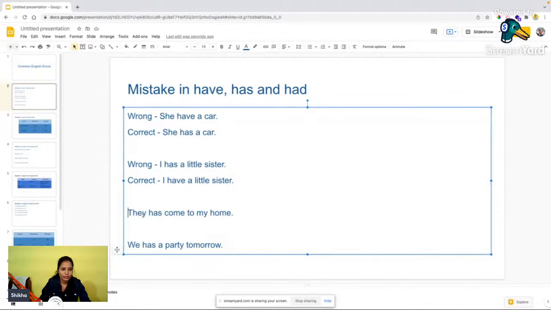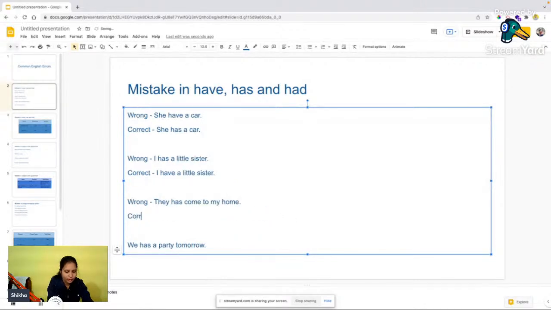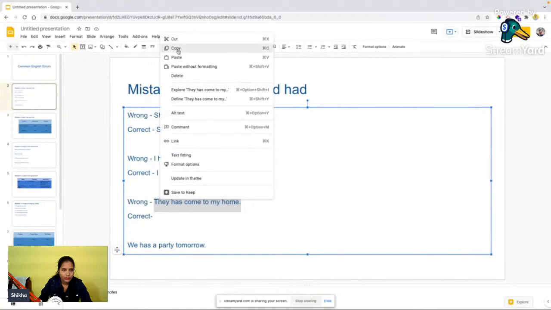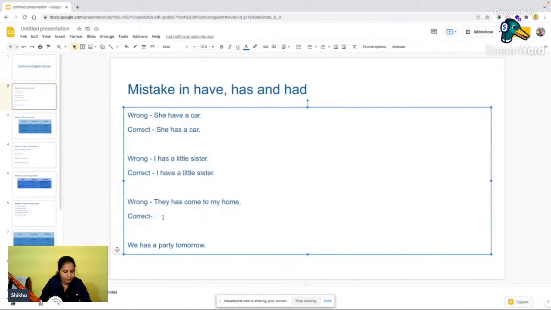So what we will write here? This sentence is wrong. They has come to my home is wrong. So I'll just copy paste it so that we will not waste much of our time. Yeah. And then I will write the correct sentence here. Okay. Just a second. I'll copy it once again. Copy. Yeah. Next, I'll paste it.